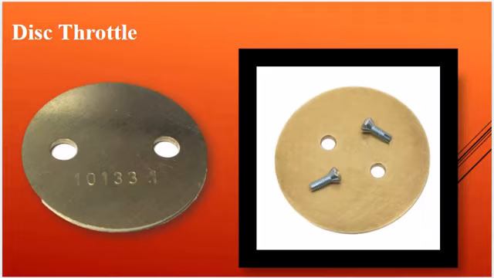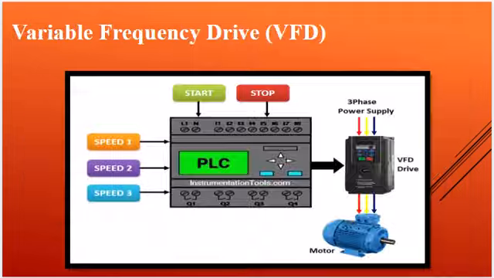Regular maintenance is crucial to ensure smooth operation and prevent wear or damage to the throttle mechanism. Variable frequency drive, VFD. A variable frequency drive, VFD, in fan systems is an electronic device that controls the speed and torque of the fan's motor by varying the frequency and voltage of the electrical power supplied to it. By adjusting the fan's speed to match system demand, VFDs offer precise control over airflow and energy efficiency.